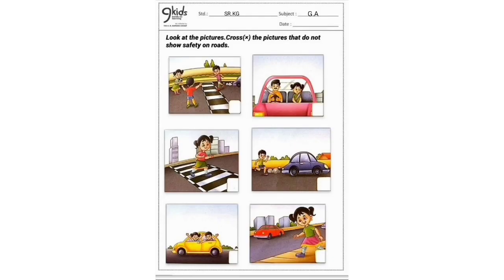Now, let's check out this worksheet. It says, look at the pictures and cross mark the pictures that do not show safety on road. You have to cross mark in that small box given there on the images which does not show safety on road. Since you all have heard the session carefully, this worksheet will not be difficult for you all.